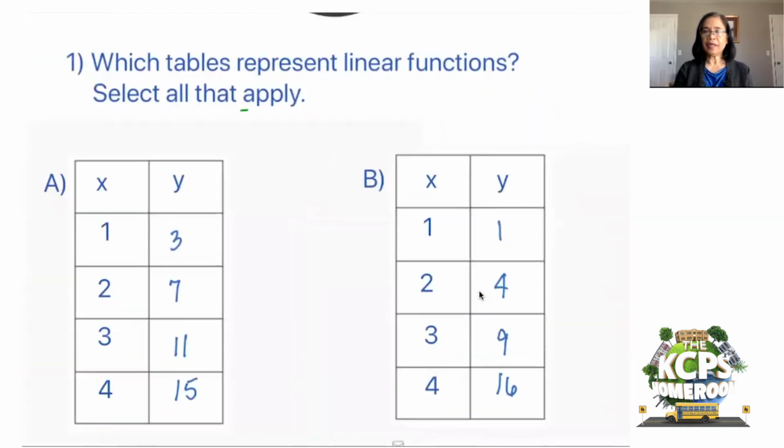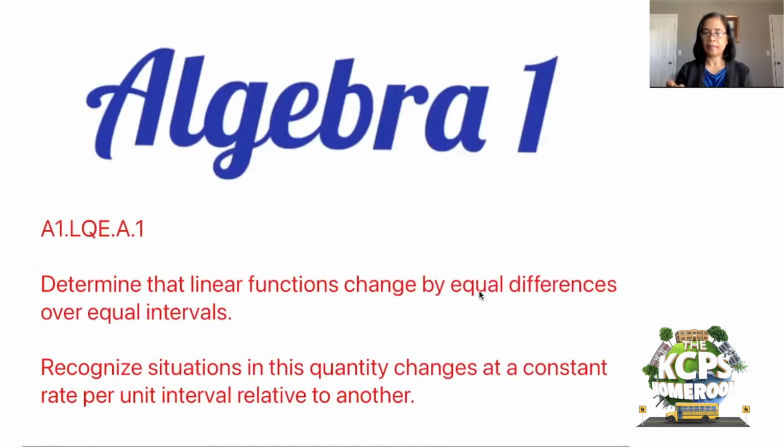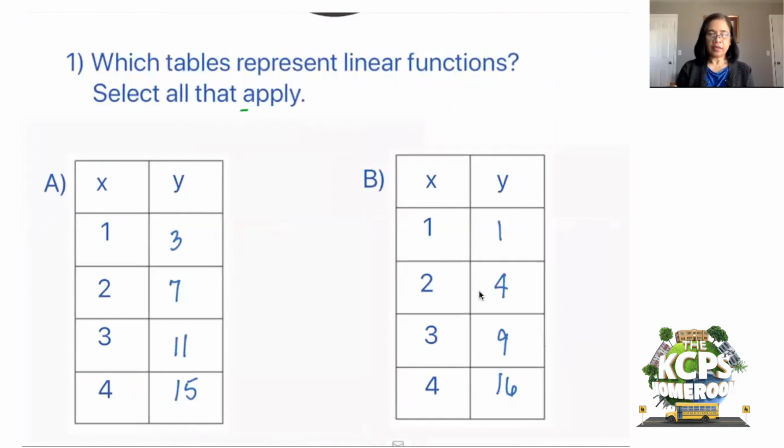So this first item is a multi-select item. When you encounter problems like this, you are to test all options given, and usually multi-select items have at least 2 correct answers. So this has 6 choices, and we'll test all of these choices. Which tables represent linear functions?